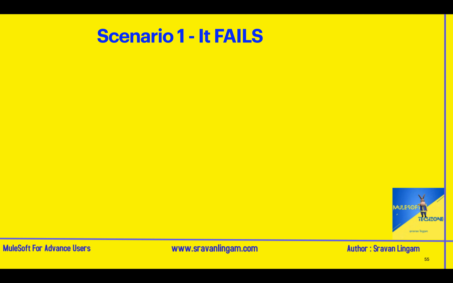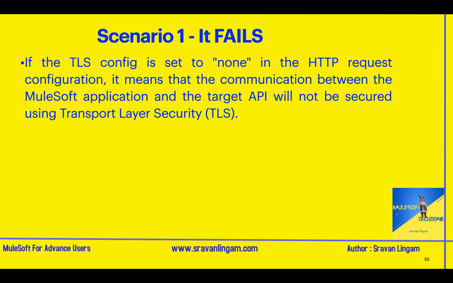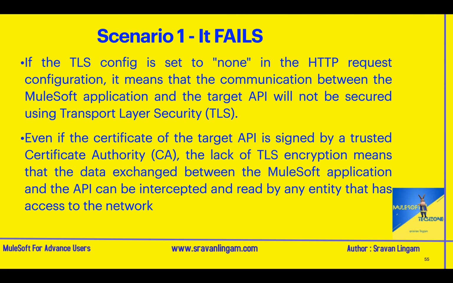One, it fails. If the TLS config is set to none, that means the communication between the MuleSoft application, which is your own application, and the target API will not be secured using TLS. Even if the certificate of the target API is signed by a trusted certificate authority like a CA, the lack of TLS encryption, meaning when you keep it as none, means there is no TLS encryption. That means the data exchanged between MuleSoft and the API can be intercepted and read by any third party entity.